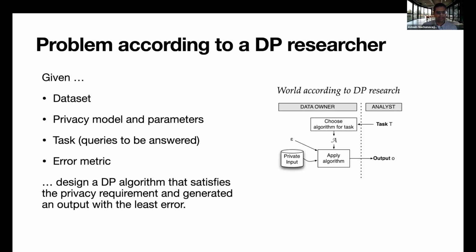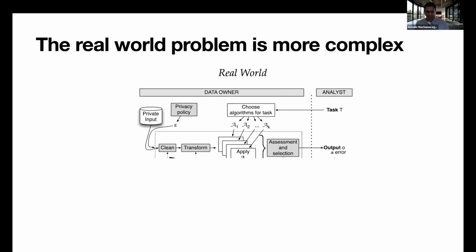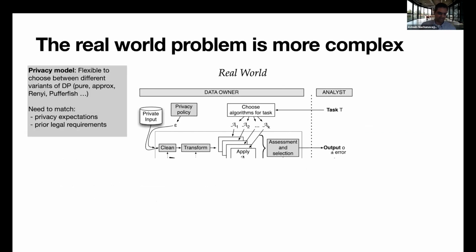Right? Let's come back to this original figure that I had as a DP researcher. This was my worldview of differential privacy research. But if you go to the real world, it's a lot more complex, right? So first of all, your privacy model, do you really only want pure differential privacy? Nobody tells you I want pure differential privacy, or I want Renyi differential privacy, I want pufferfish, right? They just say, these are my privacy expectations, these are our prior legal requirements, design a solution that works for us under that model, right? And you want to have some reasonable privacy parameters so that you're not giving away the entire database. So there's some flexibility there.